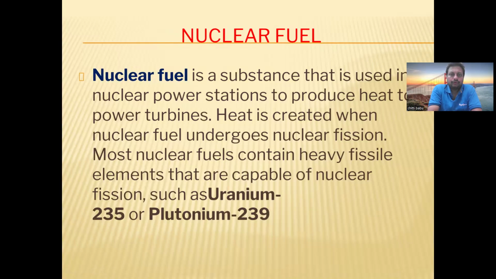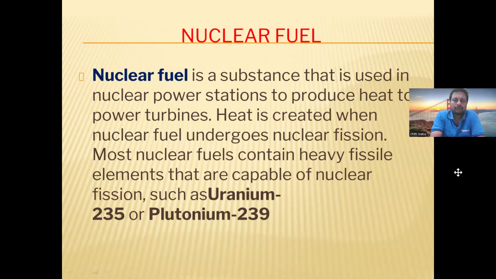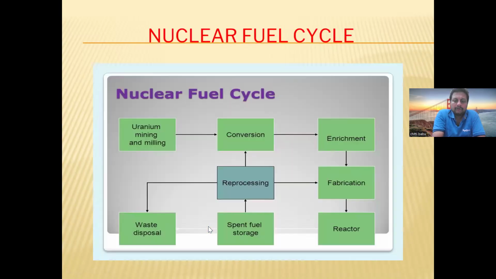So nuclear fuel is a substance that is used in the nuclear power station to produce heat for the power turbine. Heat is created when the nuclear fuel undergoes a nuclear fission process. Most nuclear fuels contain heavy fissile elements that are capable of nuclear fission, such as uranium-235 and plutonium. So these are the important nuclear fuels, uranium and plutonium. So this is about the nuclear fuel cycle.